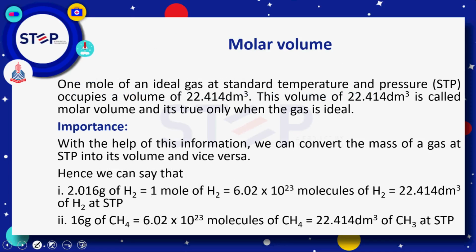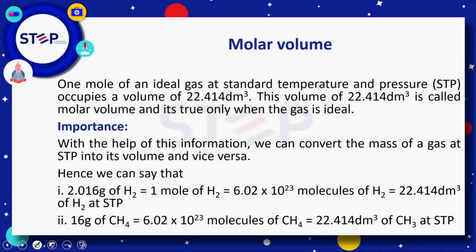What is molar volume? 1 mole of ideal gas at STP occupy a volume 22.414 dm³. This volume of 22.414 dm³ is called molar volume, and it is true only when the gas is ideal. With the help of this information, we can convert mass of gas at STP into its volume and vice versa.